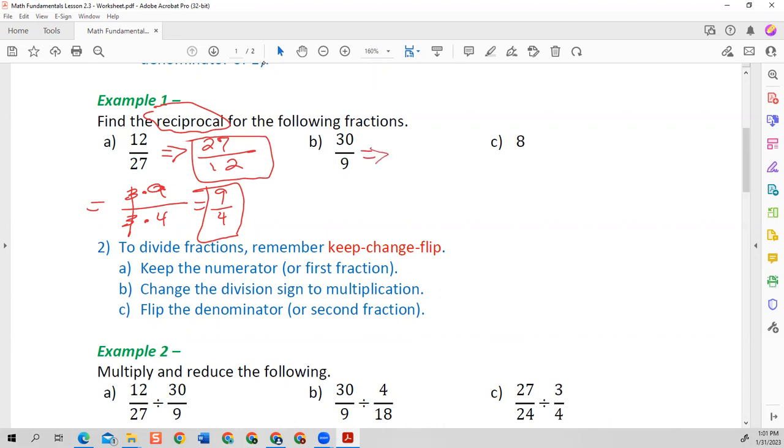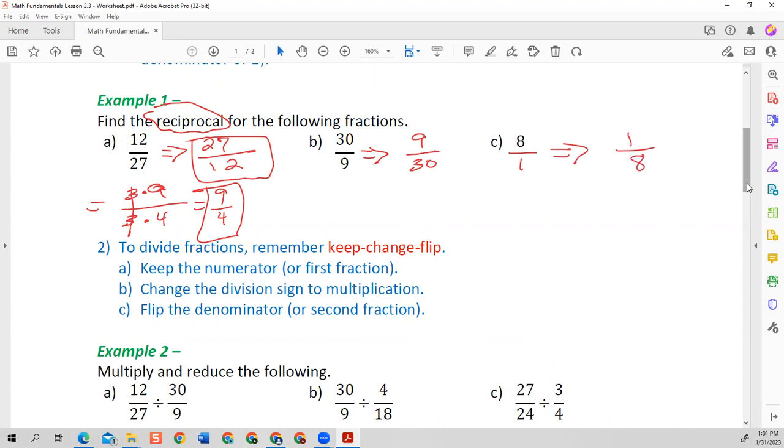So let's do B. Let's write it in a reciprocal format. It'd be 9 over 30. And again, if we need to reduce it, we can reduce it by 3's. C is 8 over 1. And if we write it in its reciprocal, it'd be 1/8.